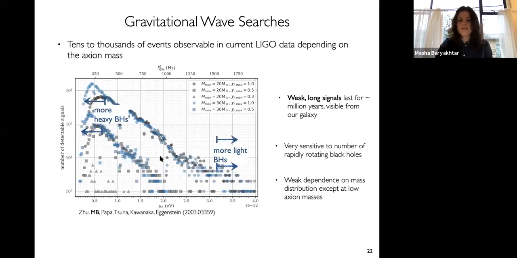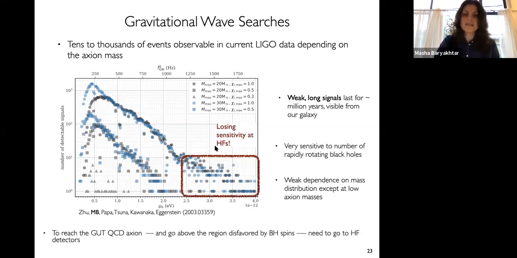It also, of course, depends on whether you have heavy or light black holes, because remember, the axion wavelength has to roughly match the black hole size. So if the black hole is heavier, it's larger, which corresponds to a longer wavelength or lighter axions. Going to lower frequencies, you need more heavy black holes, and going to higher frequencies, you need more light black holes. But also notice that we're rapidly losing sensitivity at high frequencies. One of the reasons is that the black holes are smaller, which means they have less overall energy and the signals get a bit weaker.